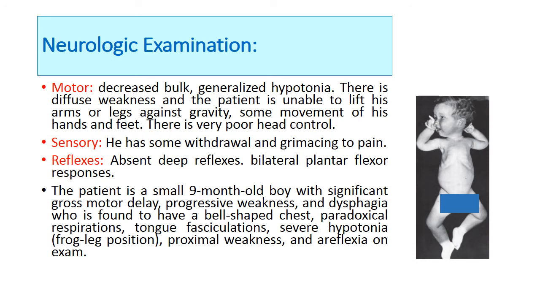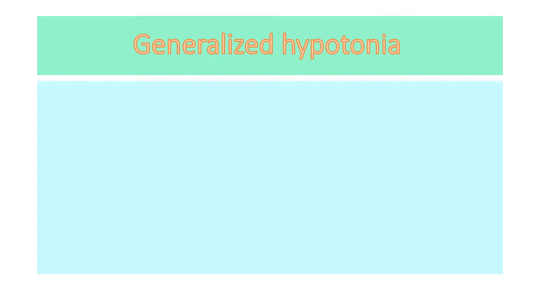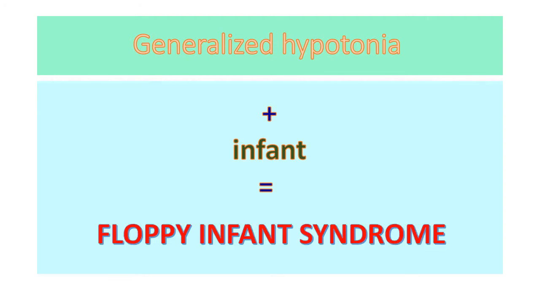So in conclusion, our patient is a 9-month-old boy with a significant gross motor delay, progressive weakness, dysphagia, and he had a bell-shaped chest, paradoxical respiration, tongue fasciculation, hypotonia, proximal weakness and areflexia. So we have an infant with generalized hypotonia, so our diagnosis is floppy infant syndrome. Floppy infant syndrome is generalized hypotonia in the first year of life.